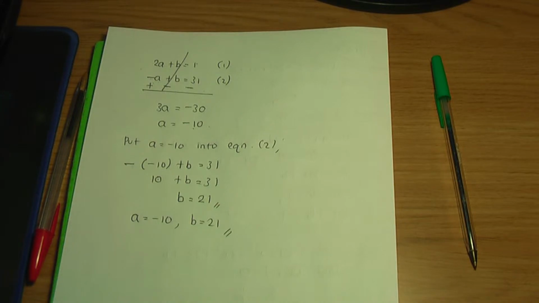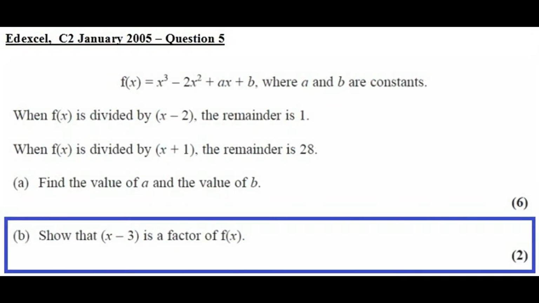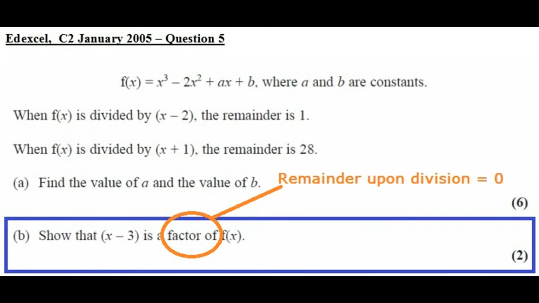Let's go back to the screenshot. In part B, we need to show that x minus 3 is a factor of f of x. Now the word factor of means that the remainder is equal to 0. So if the remainder is equal to 0 upon division of f of x by x minus 3, that means that x minus 3 is a factor of f of x. So let's go back to the paper and pen.